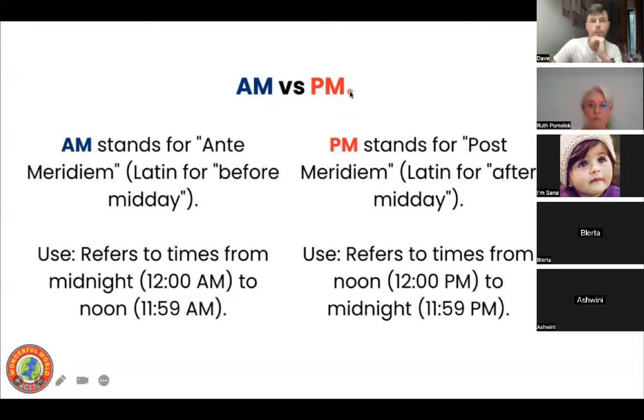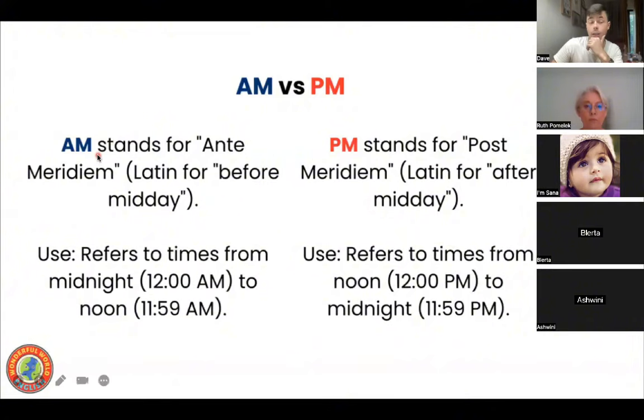Okay, Ruth? AM is 8 o'clock AM, means in the morning. Good. It's 8 o'clock in the morning. Mm-hmm. Excellent. Yeah, that's right. And Ashwini, what's PM? Past morning. Yeah, very good.